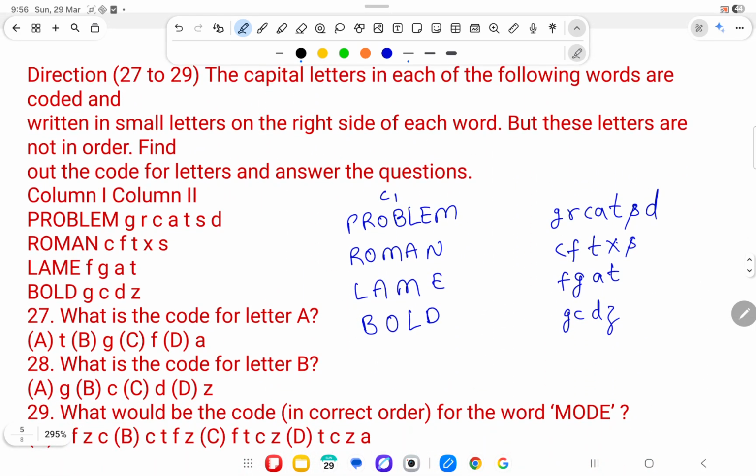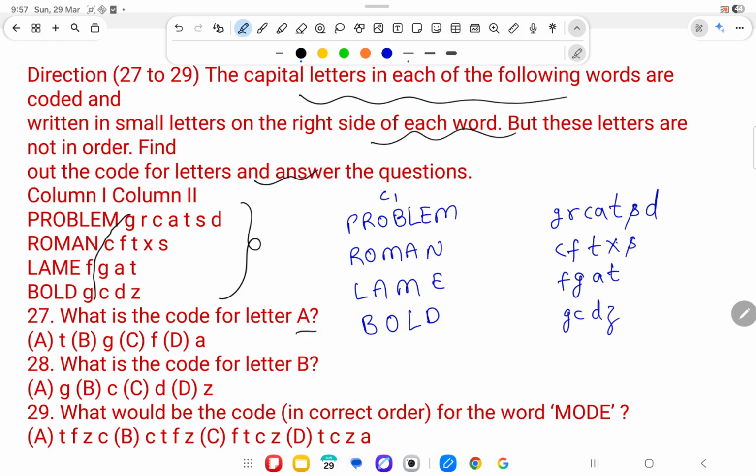Then the next problem. See the same thing which they have written here. You may get confused. This is column 1 and column 2 I have written here. So PROBLEM is coded as GRCA TSD, ROMAN CFTXS, LAME FGAT, BOLD GC DZ. So again we need to find the same coding. You read this, you will find out.